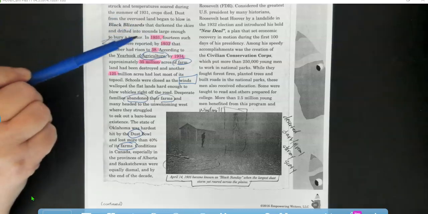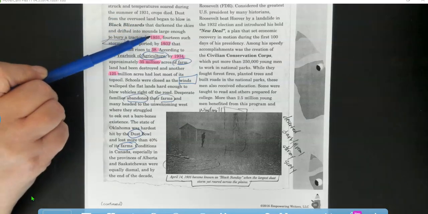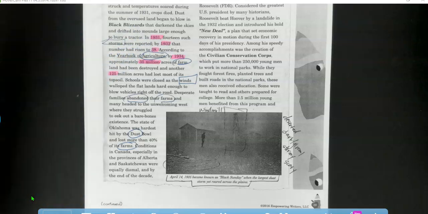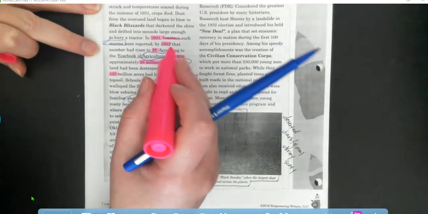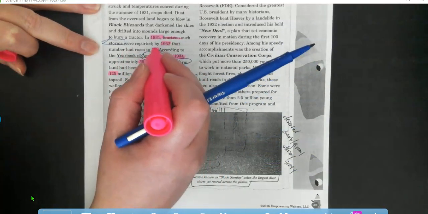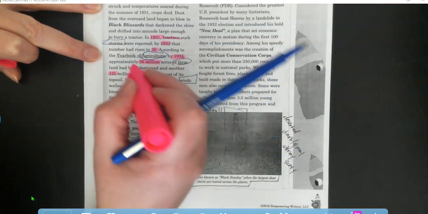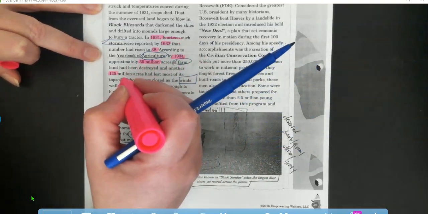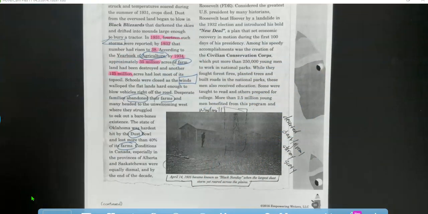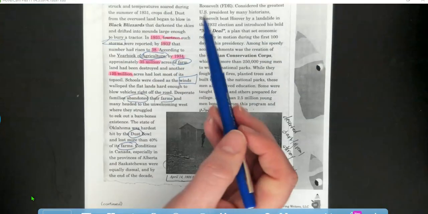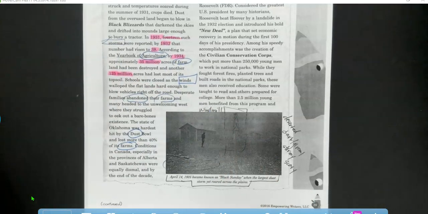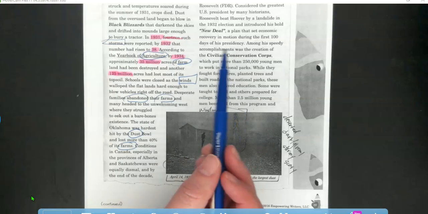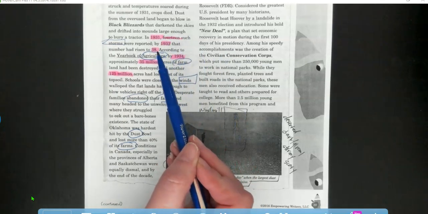And was it just a one-time thing? No. 1931, and then there's a number again. It's not written out as a number, but 14. In 1932, the number had risen to 38. By 1934, now we're seeing how much land is lost. So the numbers not only tell us time, like 31, 32, 1934, to show us it wasn't a one-time occurrence. It was something that kept happening year after year. 14 times in the first year, 38 times in the second year.